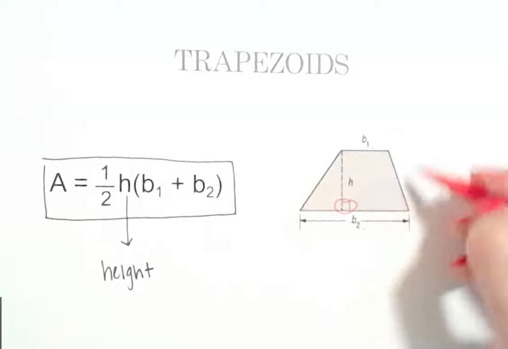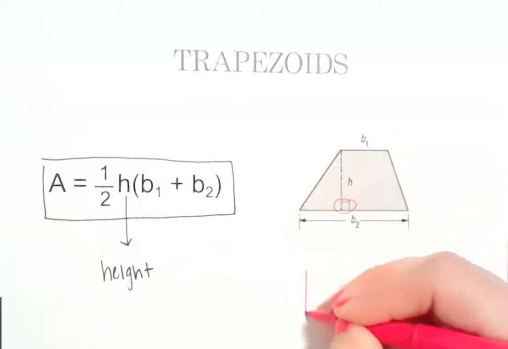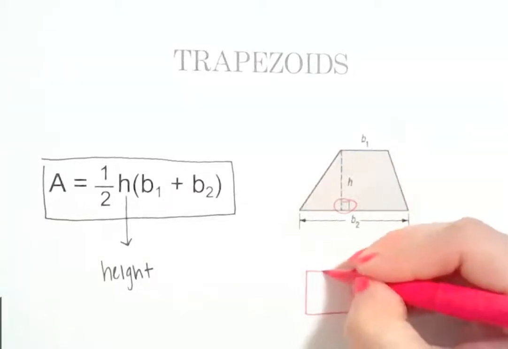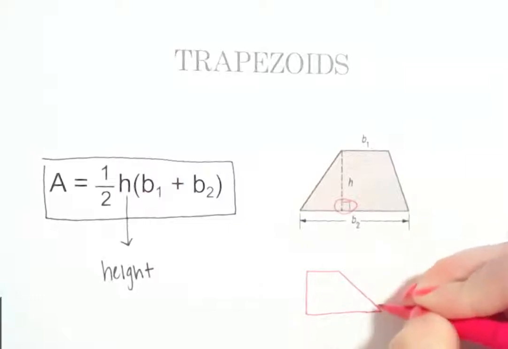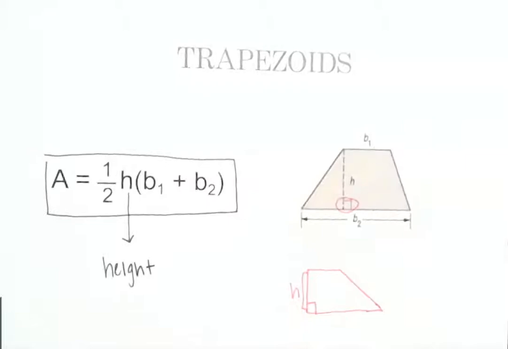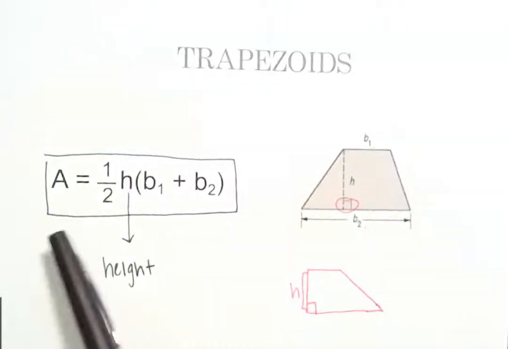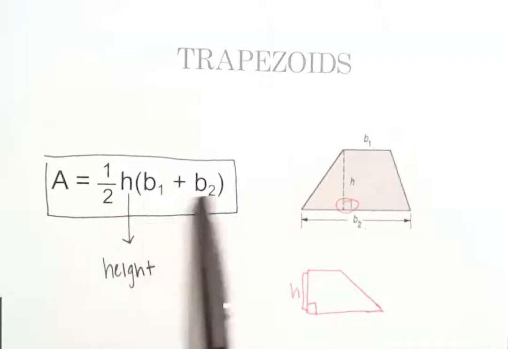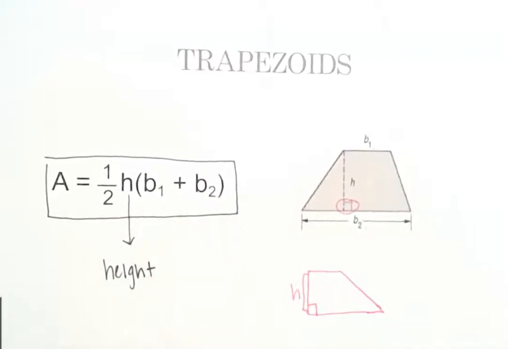If it is like a right trapezoid, sometimes it can look like this. And then this side length right here would be your height. Just keep that in mind. But again, your formula: half times your height times the sum of your bases added together.